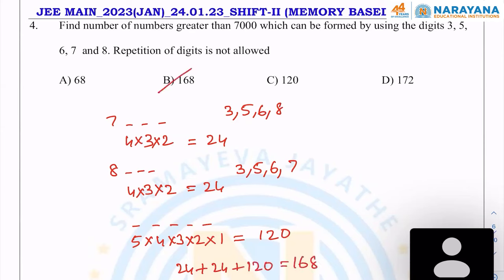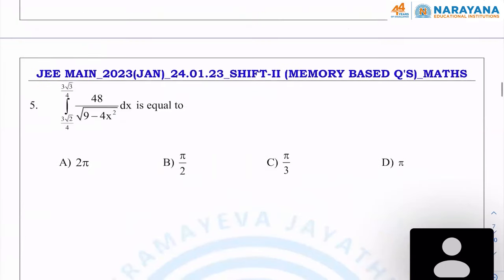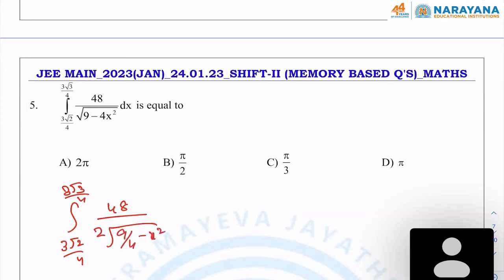Option B is correct. Next one, this is a question on definite integrals. Integral from 3 root 2 by 4 to 3 root 3 by 4 of 48 by root of 9 minus 4x square. So here 3 root 2 by 4 is the lower limit, 3 root 3 by 4 the upper limit, and the numerator is 48. In the denominator, root of 9 minus 4x square, I will take out 4 common. So you will get 2 root of 9 by 4 minus x square dx.